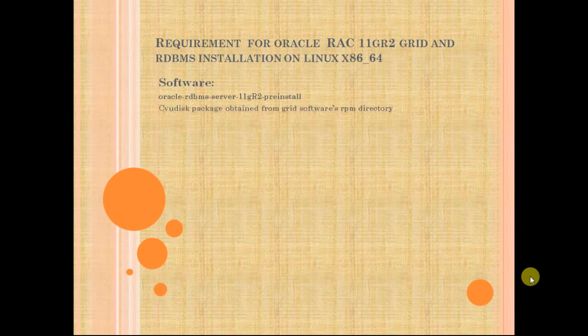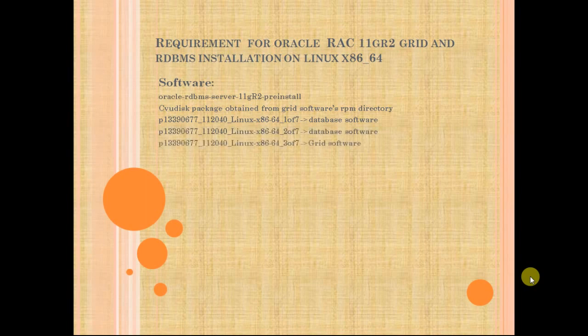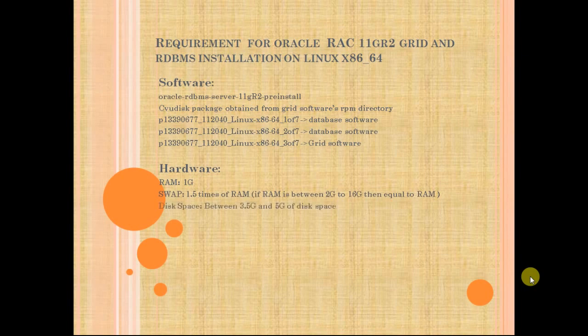So in software, the machine should have Oracle RDBMS Server 11G R2 pre-install package installed, and the CVU disk package we need to install, that we can find under the RPM directory of the uncompressed grid software. And download these three software from the Oracle site, like the database software and grid software.